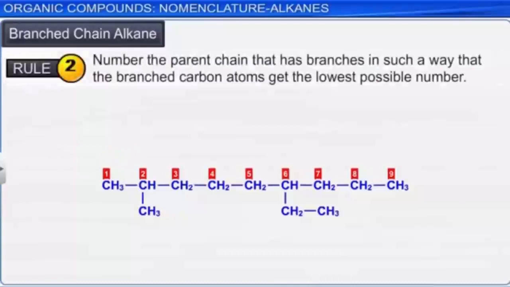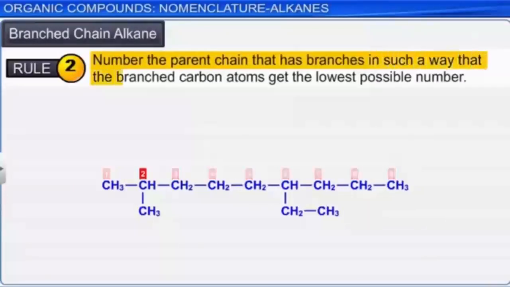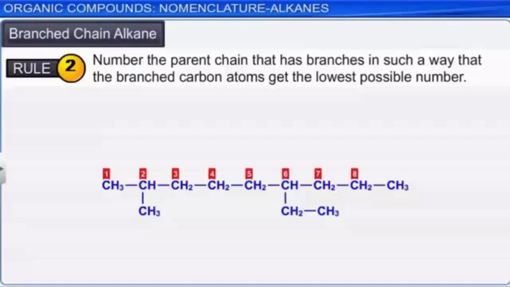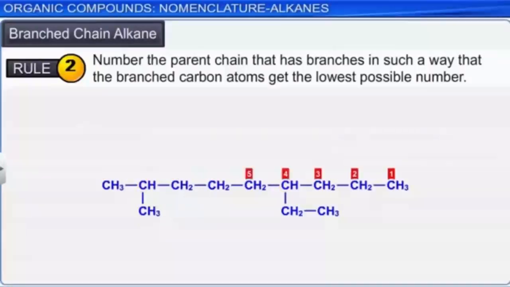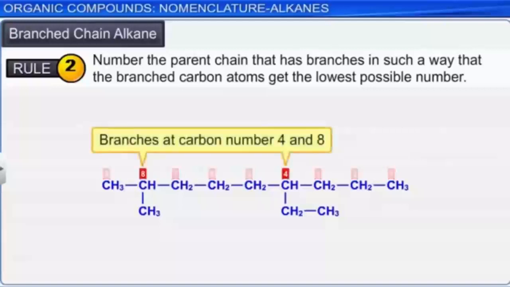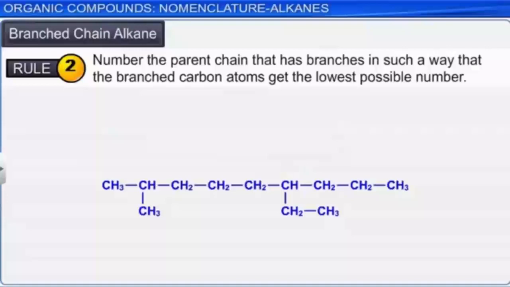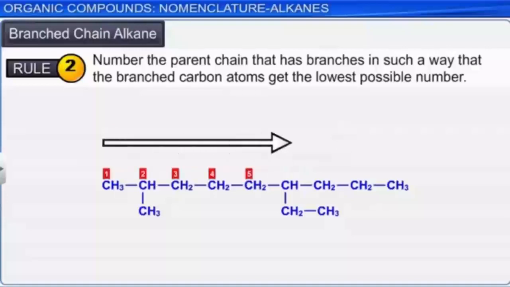Rule 2. Number the parent chain that has branches. The numbering of the chain is done in such a way that the branched carbon atoms get the lowest possible number. If we number the chain from left to right, then the branches are located at carbon 2 and 6. And if we number the chain from right to left, then the branches are located at carbon 4 and 8. As per rule 2, the numbering should be done from left to right.